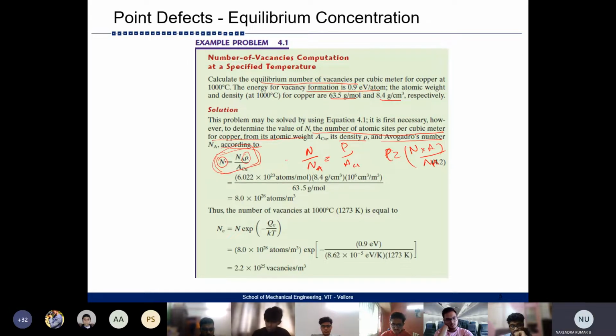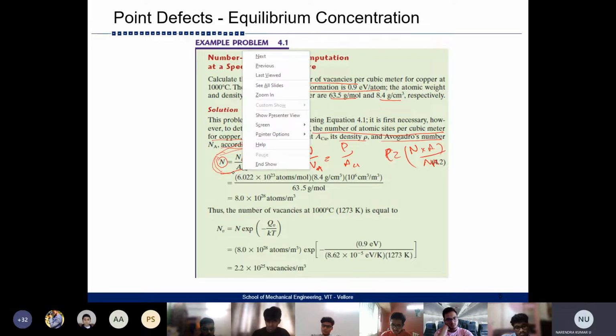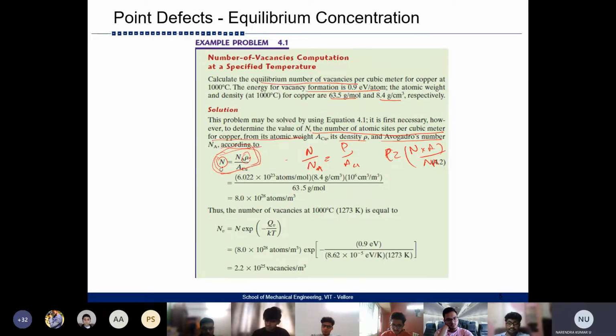Once we calculate this by substituting the Na, density value and the atomic weight value, we get the number of atomic sites. After substituting the values, 6.022 into 10 power 23, 8.4 and 63.5, we get the atomic density as 8 into 10 power 28 atoms per meter cube. So these are the number of atoms available per meter cube. Now we need to calculate the number of vacancies at 1000 degrees.